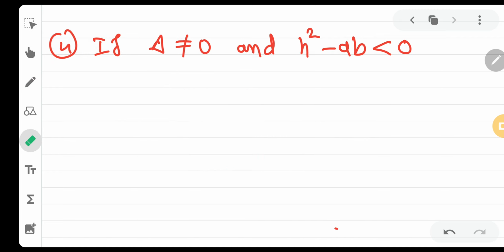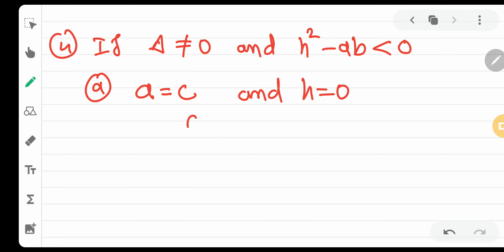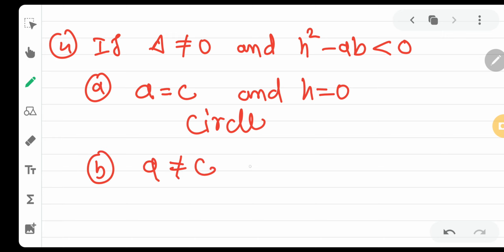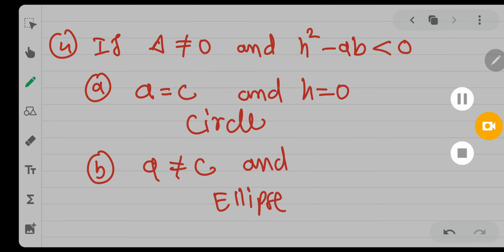There are two possibilities remaining, right? So it will be a circle if a equal to c and h equal to 0. Then the next one is a is not equal to c. Let us not write down h is not equal to 0. If a is not equal to c, then it is an ellipse.